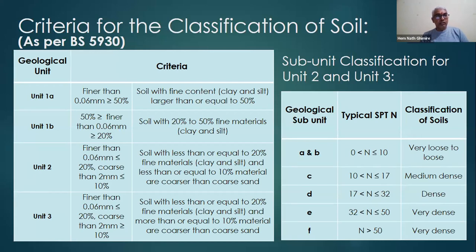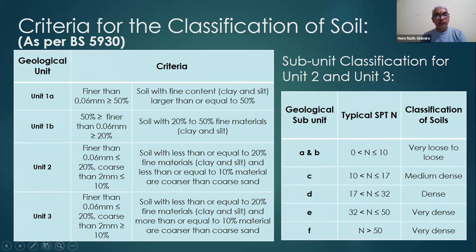So the criteria for the classification of the soil at the site were defined very well in the specification. The main geological units were classified as per the fines content of the soil. If the finer is more than 50%, it's unit 1A. If the finer is between 50 and 20%, it is unit 1B. If the finer material is less than 20 but more than 10, it will be unit 2. And in unit 3, the coarse material is more than 10.